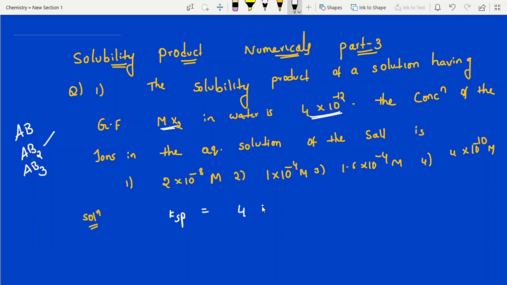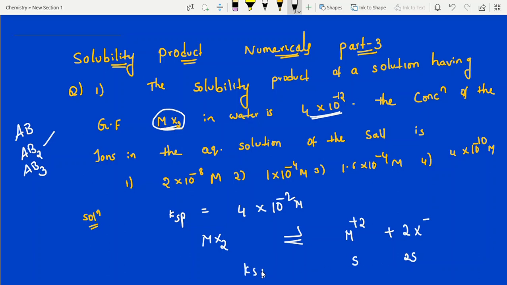Ksp equal to 4 into 10 to the power of minus 2 molar. Now the concentration of the ions in the aqueous solution of the salt, how much are they asking? First, what is the given salt, students? MX2 type. How can it dissociate? Tell me. M2+ plus 2X minus, right? This is s, this is 2s, you can take it.